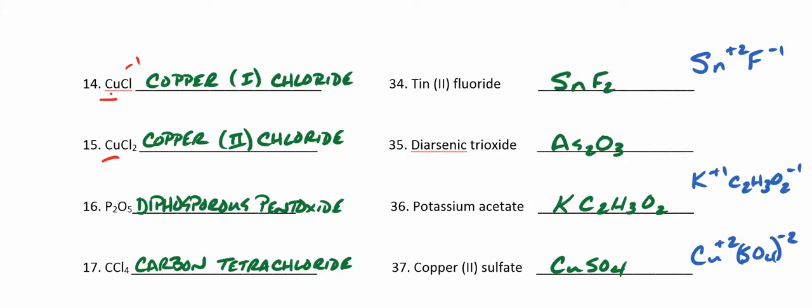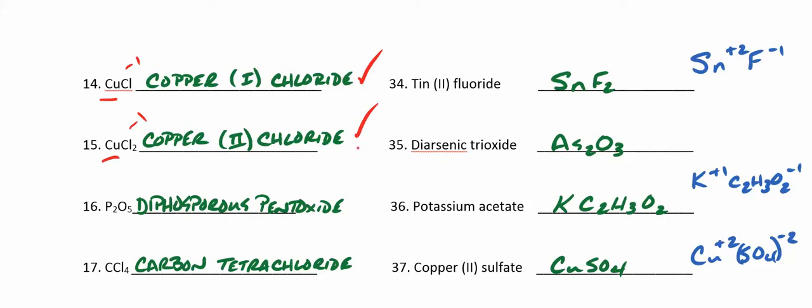That means that this copper has to have a charge of +1 to balance. So we call this copper 1 chloride, just like that. Copper 1 chloride. The next one, however, has 2 chlorines. So -1 times 2 would be -2. So this copper must balance the charge. It must be +2. So we say copper Roman numeral 2 chloride for number 15.